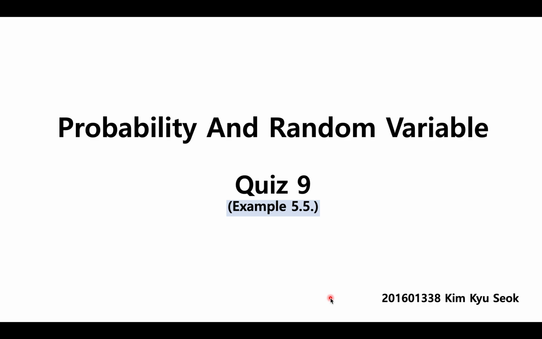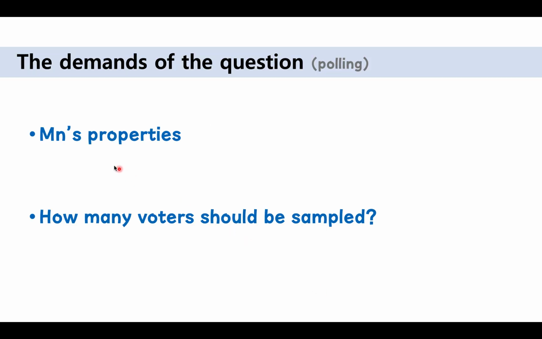Now I will start quiz 9. First, the main ideas of today's question are Mn's properties and how many voters should be sampled in a specific situation.